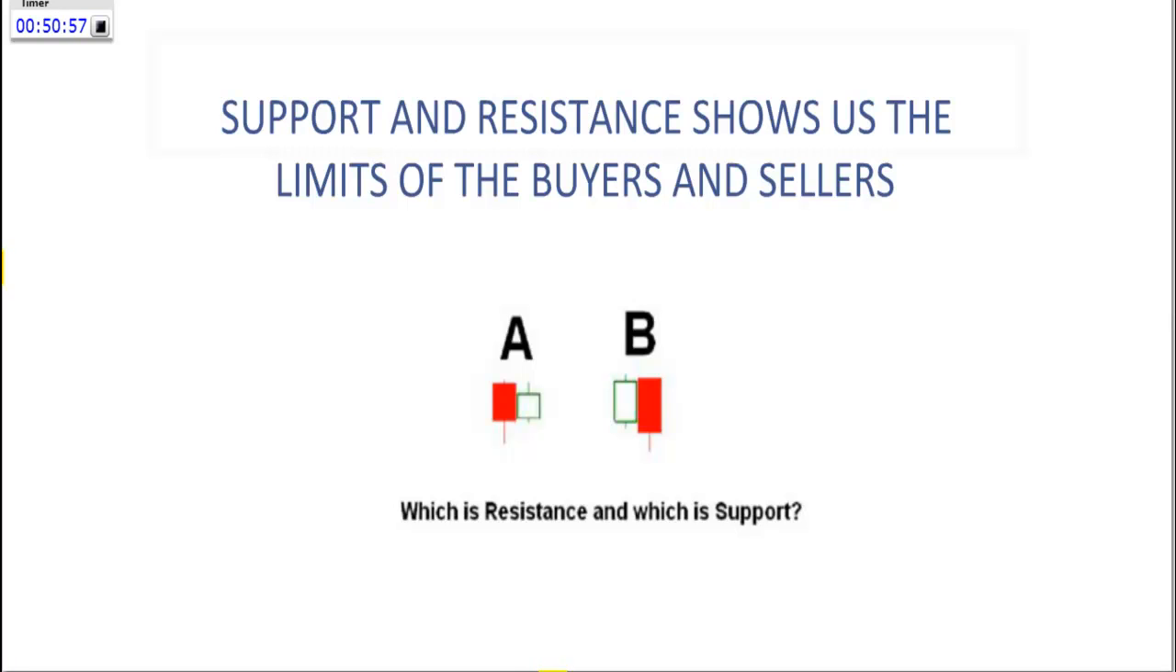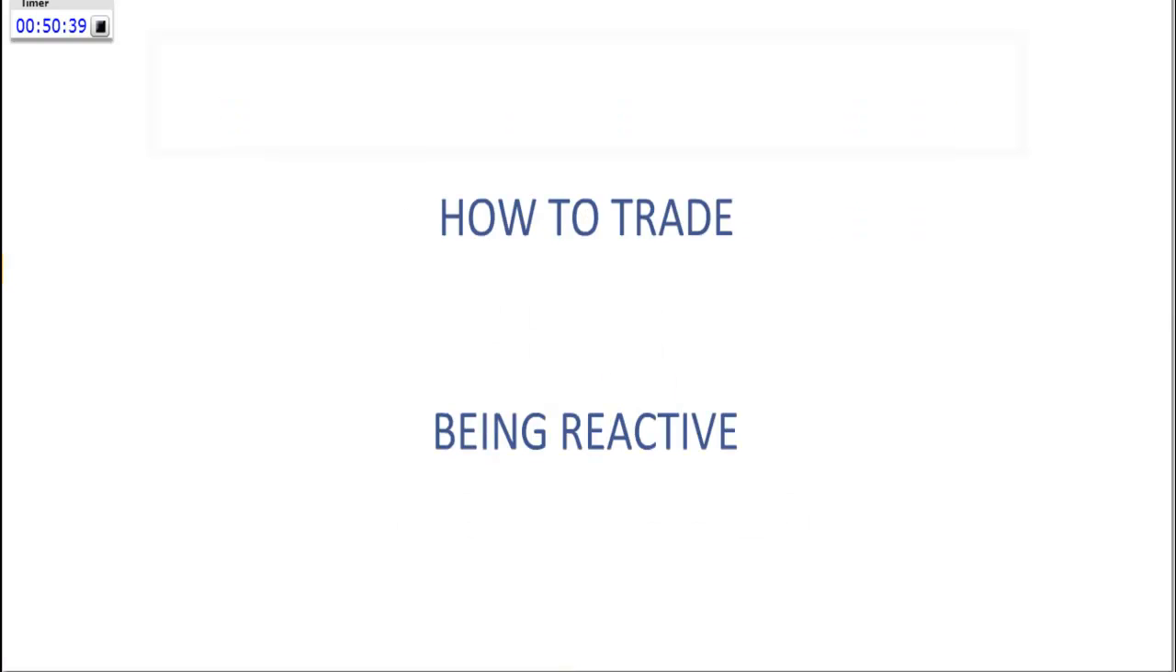So simply put, support and resistance is when price changes direction, when the buyers or the sellers take control of the market. Everything else in between is just noise. So how do you trade support and resistance? Well, support and resistance is more about being reactive than being predictive. I think that's very important.